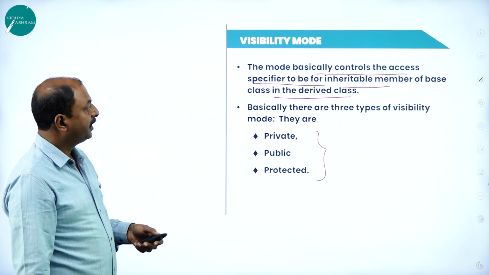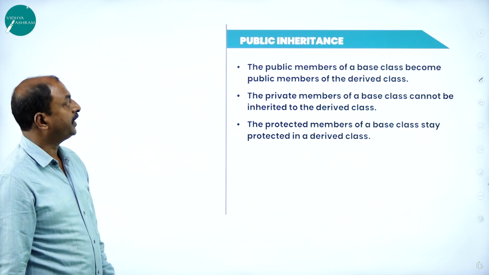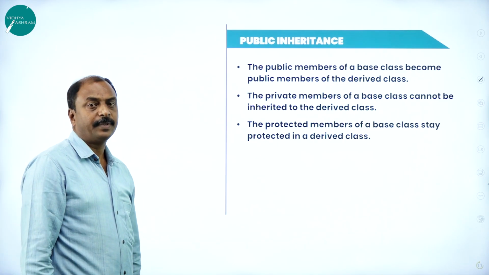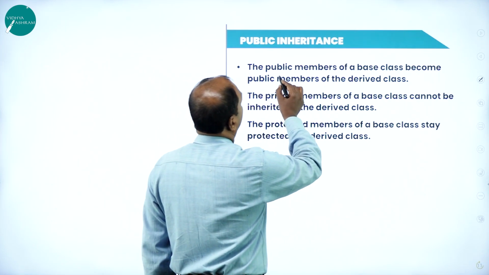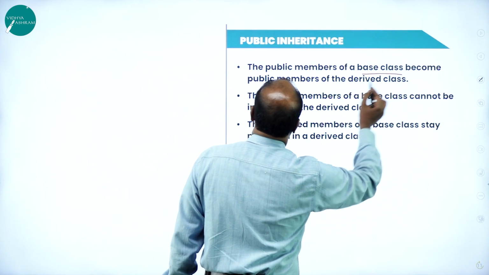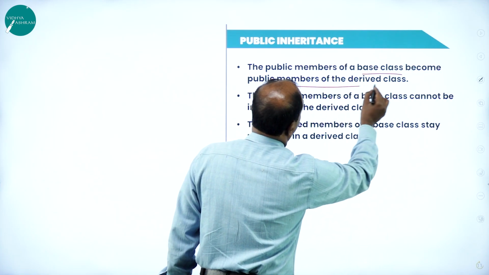Now let us see the definition of all these different levels of visibility mode. One is public inheritance. Here the public members of a base class become public members of the derived class.